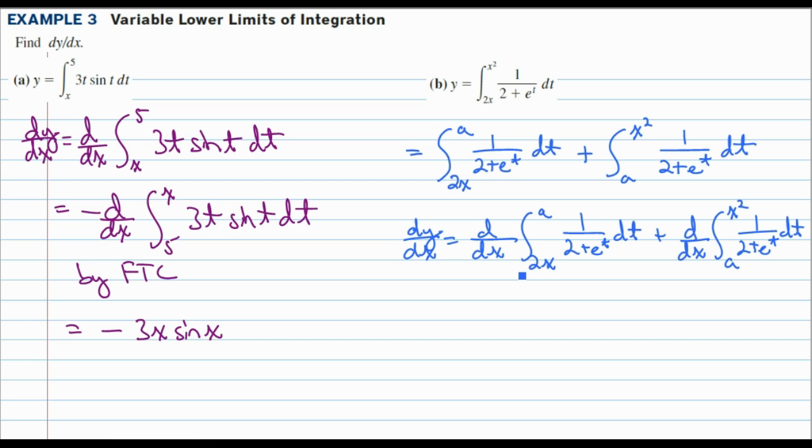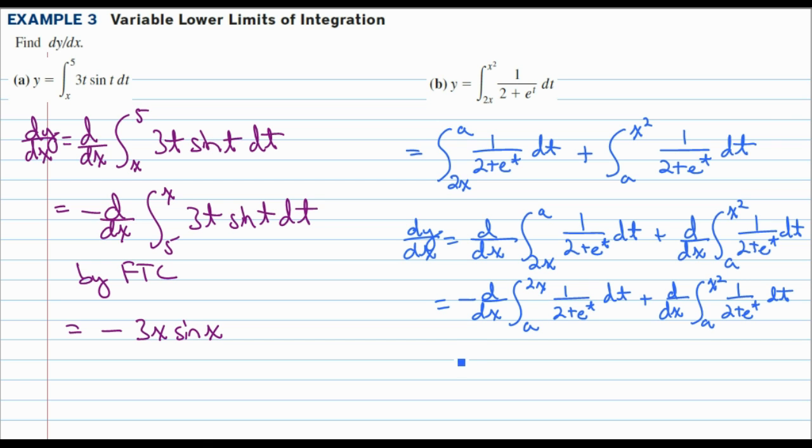Now we're going to use the fundamental theorem, but remember the fundamental theorem has to have a constant as the lower limit and a variable as the upper limit, which is not the case in this first term here. So I'm going to switch just this first term and make it the opposite. And now I have both derivatives of antiderivatives that have a constant as the lower limit of integration and a variable as the upper limit of integration.